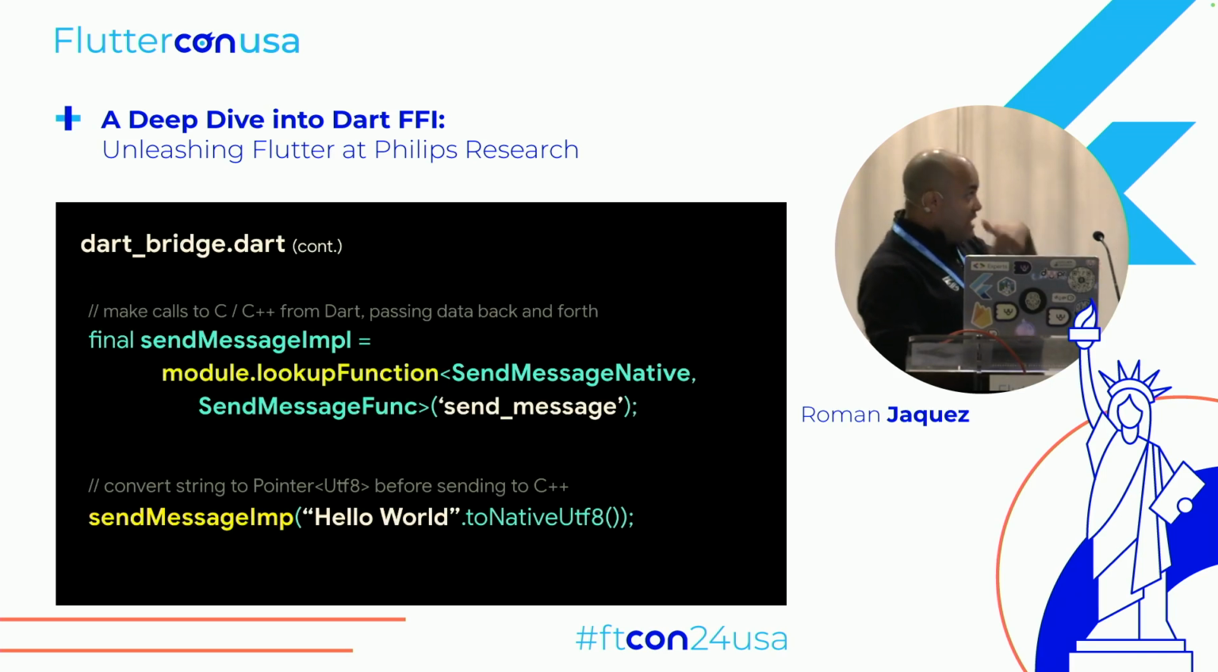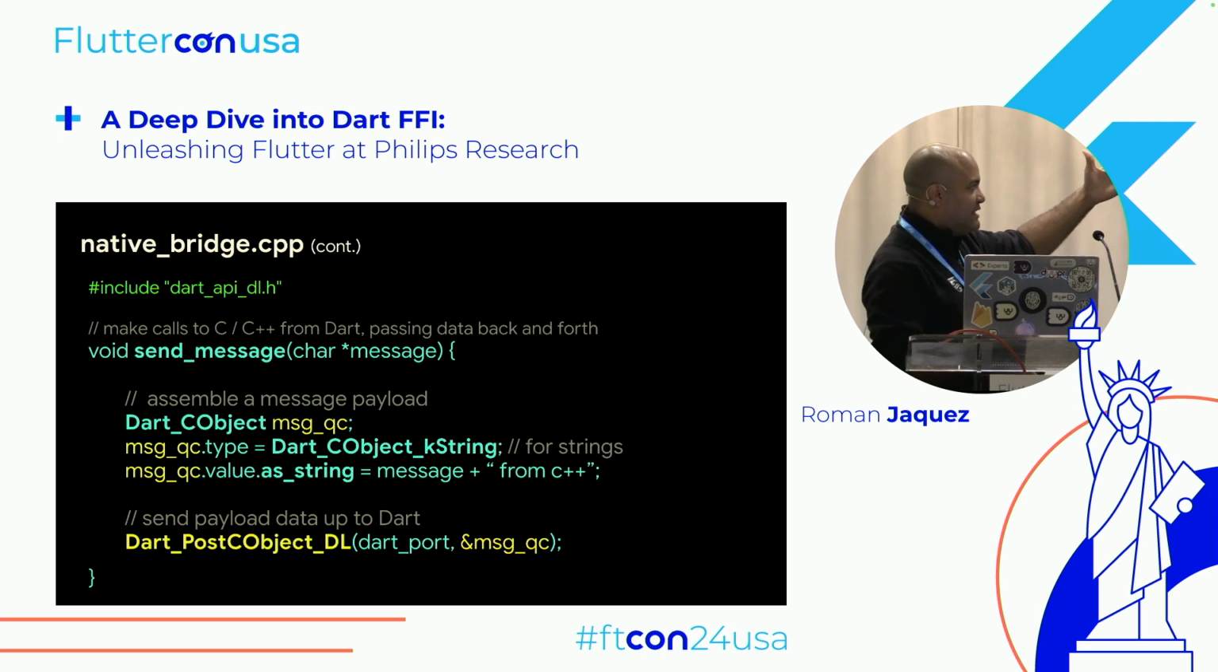Then after that, in Dart, you start making those calls. So let's say you do module lookup function, you find the function by name, and this is the native version, and this is the Dart version. Remember, because this is what establishes the binding. Then after that, all you need to do is just say send information, and that's it. In C++, all you need to do is just capture the message right here. You capture the message. And if you want to send information from C++, from your native code, up to Dart, this is how it's done.